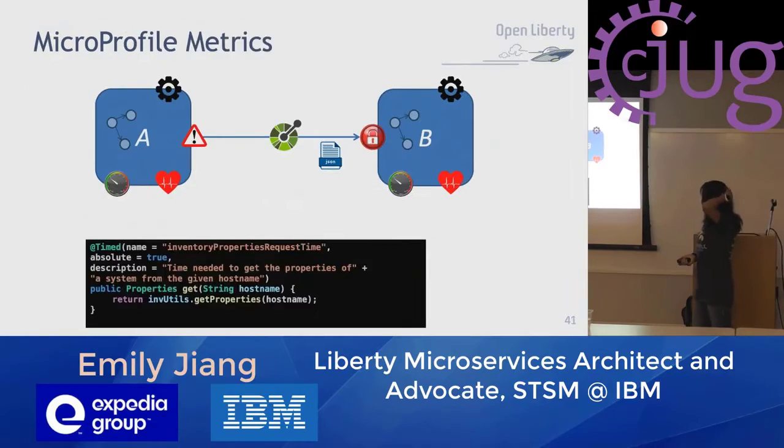So the next one is metrics. Metrics can basically tell you how fast this backend is responding. So you can use the @Timed annotation, and then this will automatically give you an endpoint /metrics. When you poke /metrics, you will get all the data: how fast this backend is responding, how much traffic it received at a given time, etc.